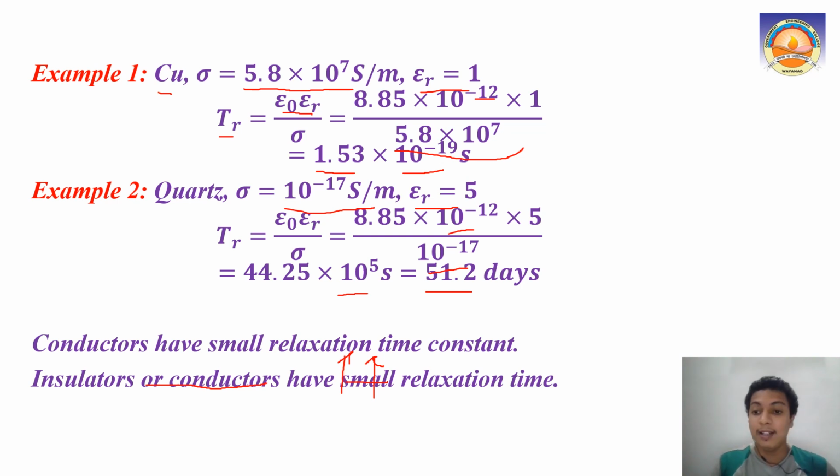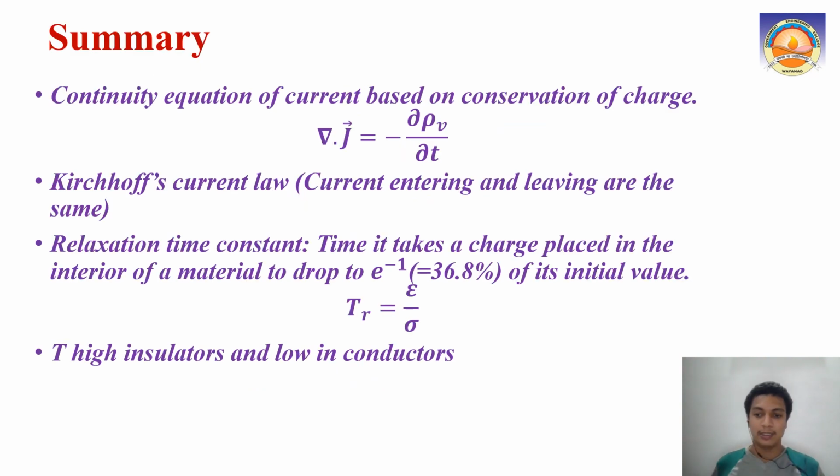So we discussed about continuity equation of current, and afterwards we discussed about what? Relaxation time constant. Now let us summarize. So here you first studied continuity equation of current, which is based on what? Principle of conservation of charge. That you should always remember. Principle of conservation of charge means whenever you are taking out some current through some surface, it means that inside your charge is decreasing. So that is the basis for continuity equation of current. And that same we can correlate with Kirchhoff's current law. Means current entering and leaving are the same, or whatever amount of charge is leaving, the same amount is going out also, right? So that can be related.